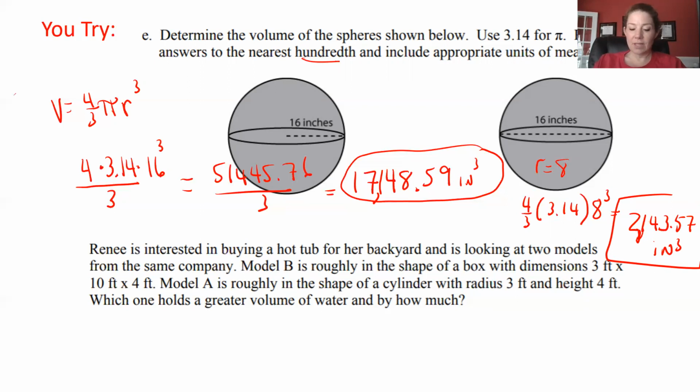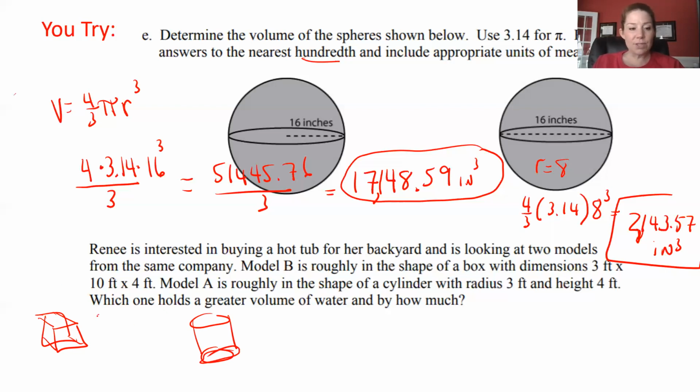All right, so anyway, let's look at our application problem. Renee is interested in buying a hot tub for her backyard and is looking at 2 models from the same company. Model B is roughly in the shape of a box with the dimensions 3 by 10 by 4. Model A is roughly in the shape of a cylinder with radius 3 and height of 4. Which one holds a greater volume of water and by how much? So the first one looks like a cube, and the second one is a cylinder, right? So that's 2 different formulas.